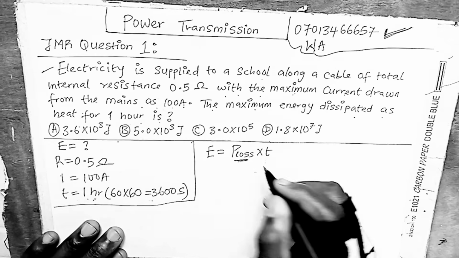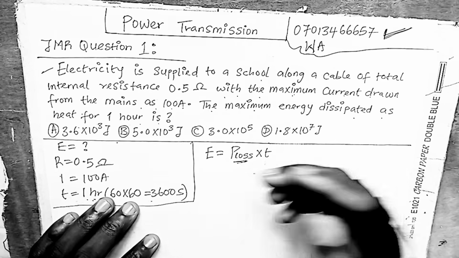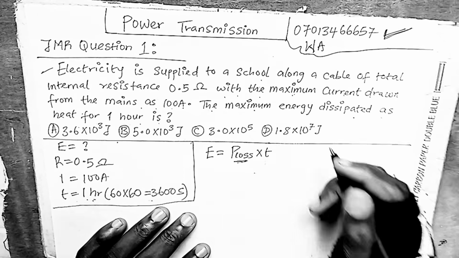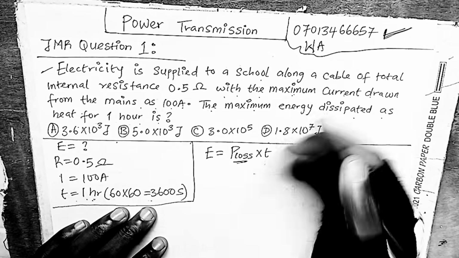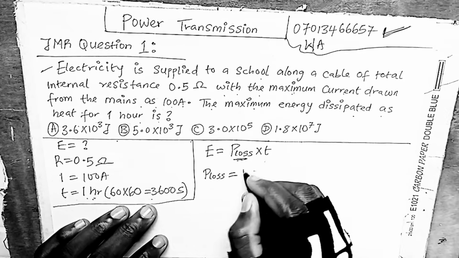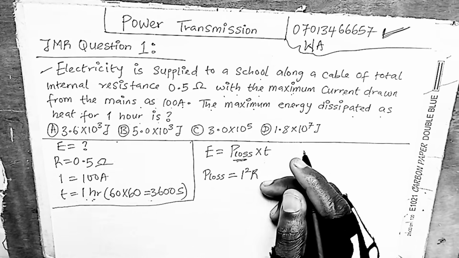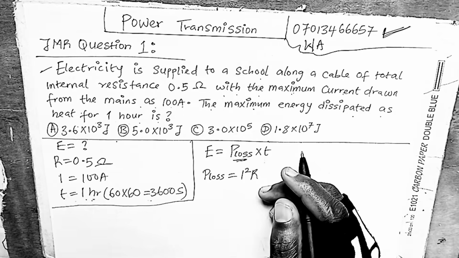So how do we find power loss? Now there's the difficulty. We need to apply an electricity formula to get power loss. Power loss, P loss, is equal to I squared R. Power loss is equal to I squared R.